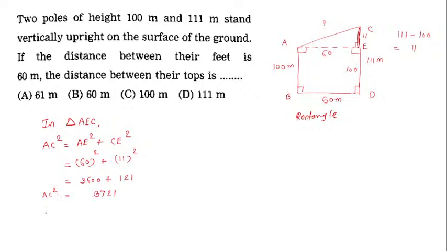We want AC. So we should take square root on both the sides. So square root of 3721 is 61. So the length AC is 61 meters. That means the distance between their tops is 61 meters. And this is given at alternative A. So option A is the correct answer for this question.